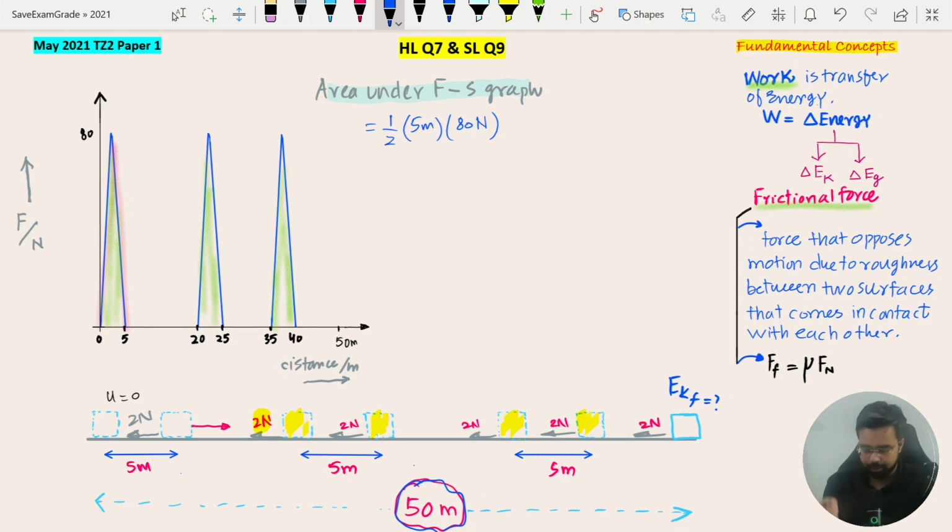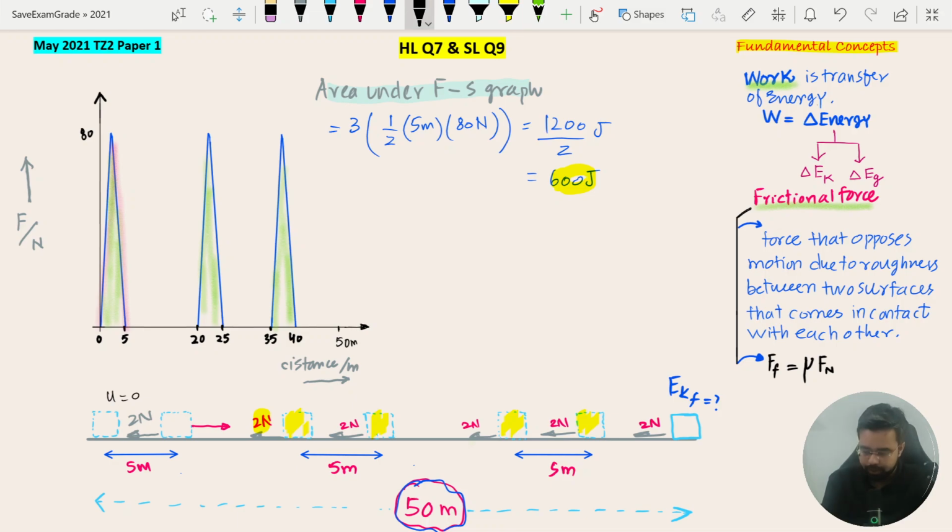There are three triangles, so you can multiply it by 3. So it is 1200 divided by 2 joule, so it is 600 joule. This is the work done by the applied force.